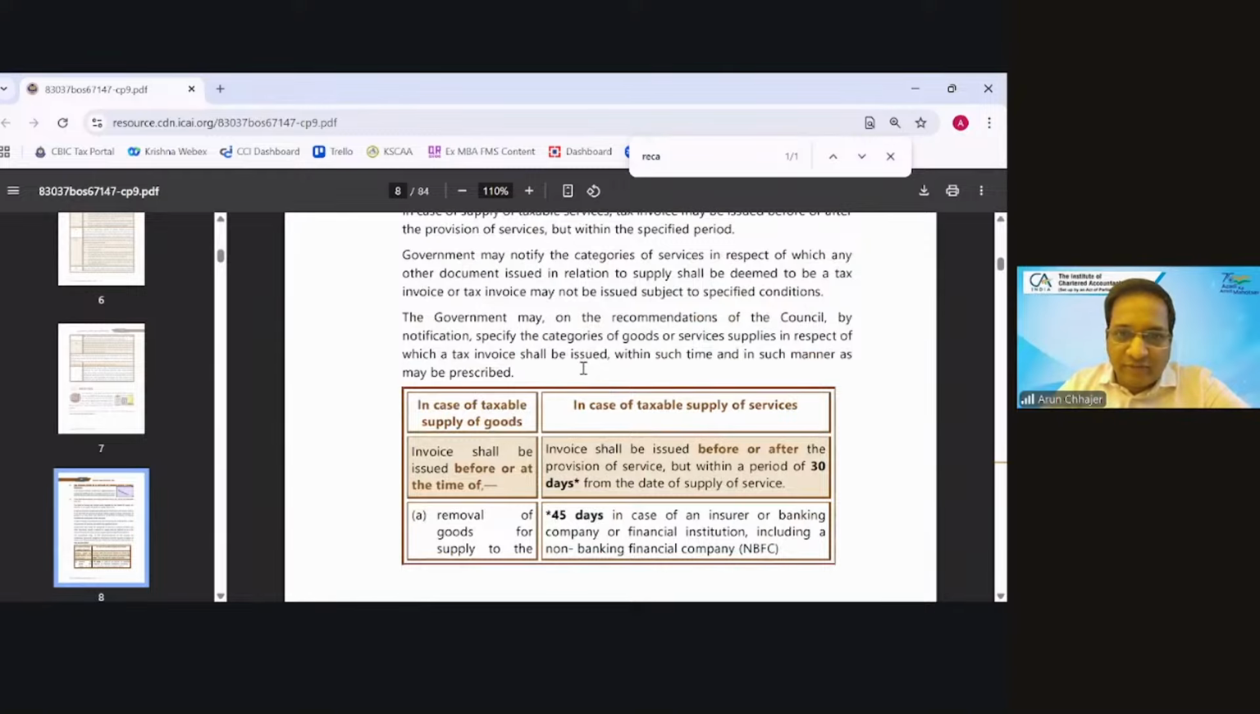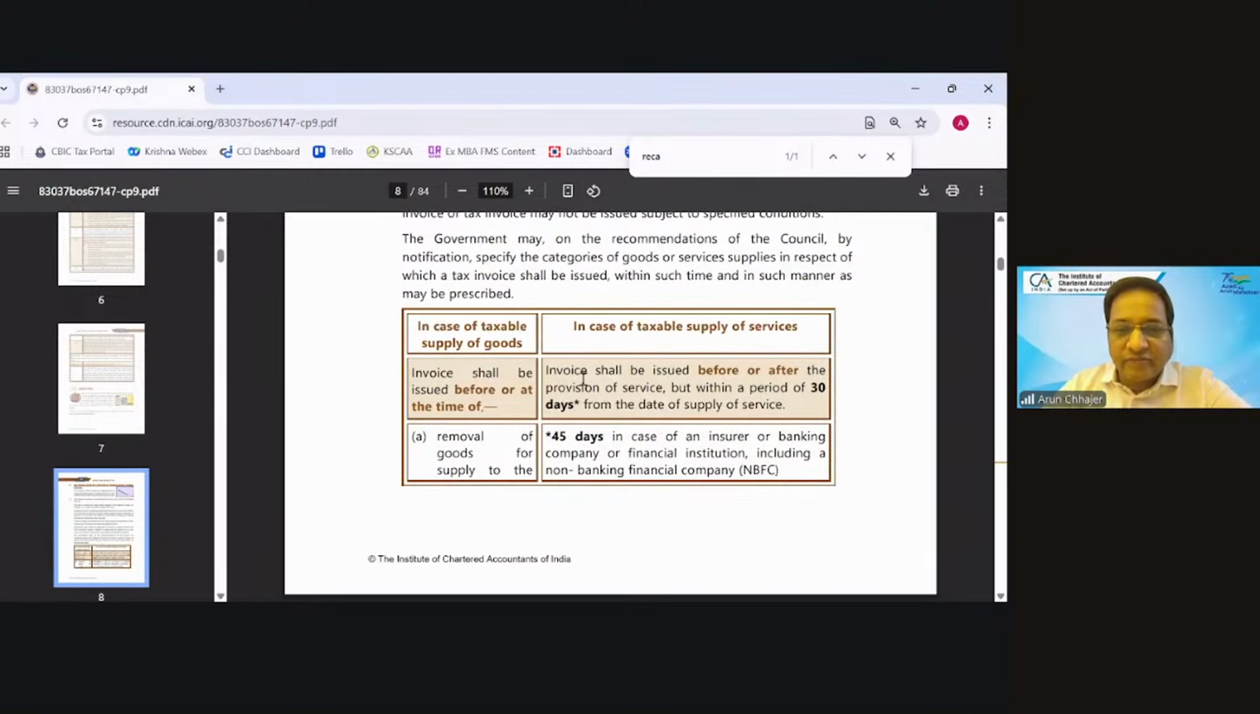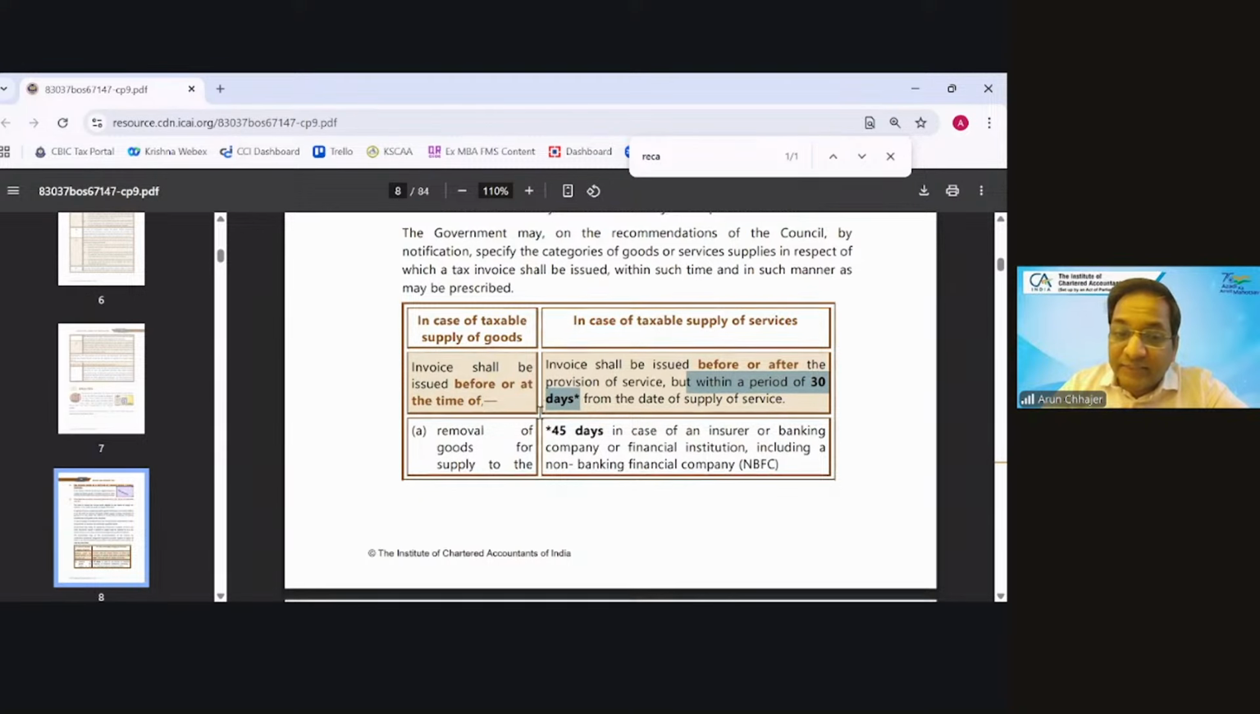Now, in case of service, the invoice has to be issued before or at the time of supply. Normally, if it is a supply of service, then the invoice has to be issued before, that is okay. But after, then what is the time limit? After, but within 30 days. So the normal time limit is that the invoice has to be issued in case of services within 30 days.